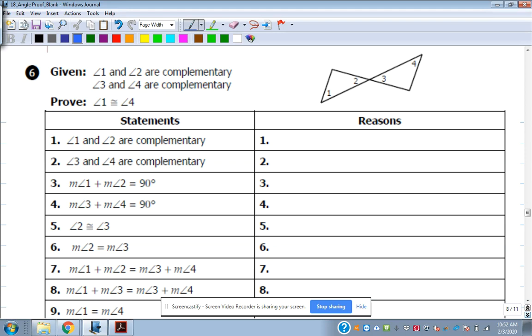All right, 6. 1 and 2 are complementary. 3 and 4 are complementary. I really don't know why they took up 2 lines to do the given there. I would be okay with you doing 1 line out of that. They give and they give. All right. And then 3 and 4. Yeah, that's definition of complementary angles. And it's the same thing again here.